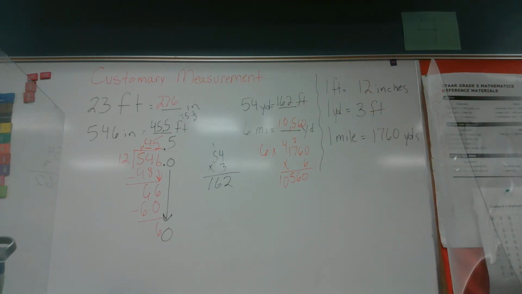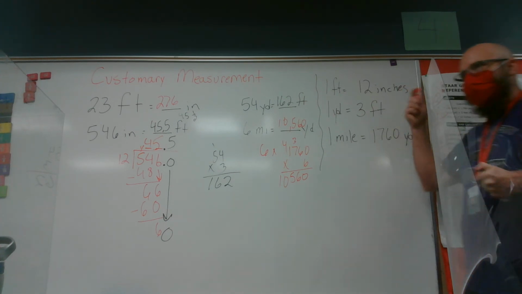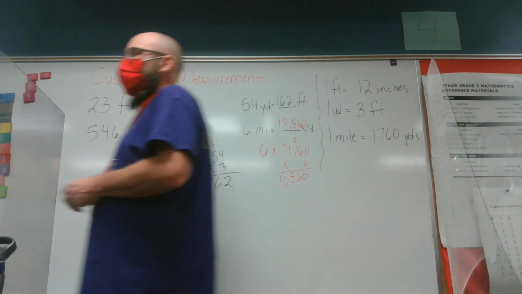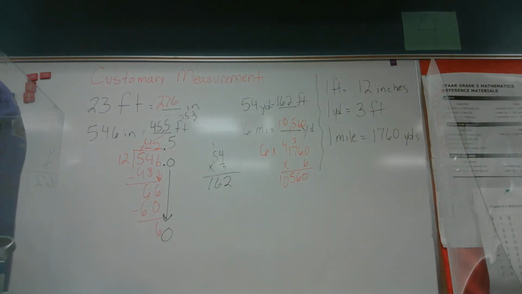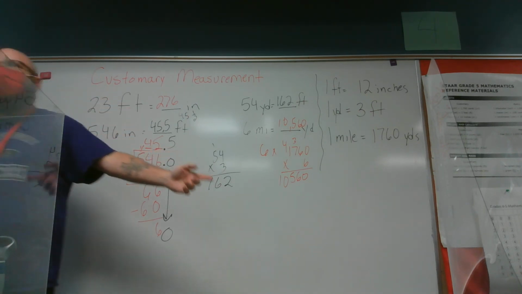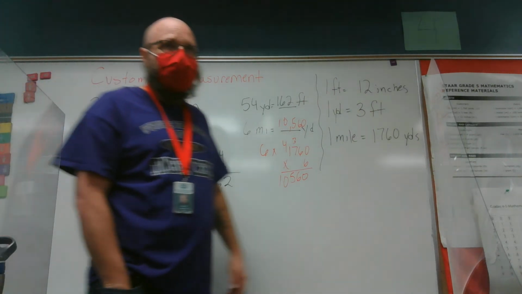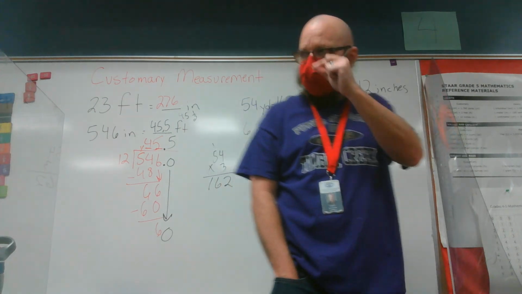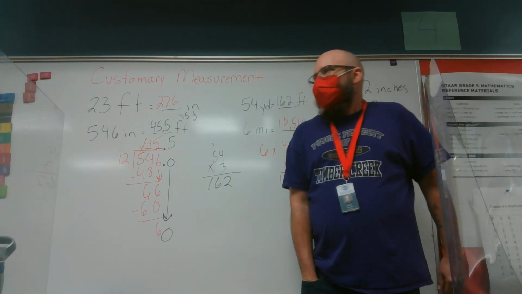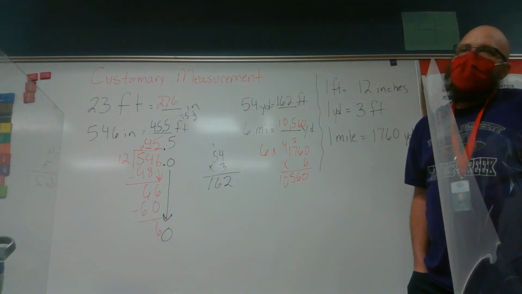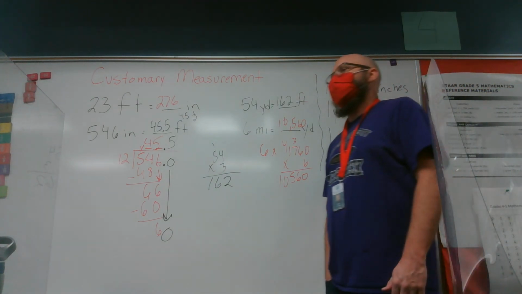So inches were the smallest between all the... In the customary system, yes. But I mean, you can have a half of an inch, or a fourth of an inch. You can have 1/1,000,000th of an inch. You know, that'd be really small. Is there anything bigger than a mile? Not that we generally use in a customary system.